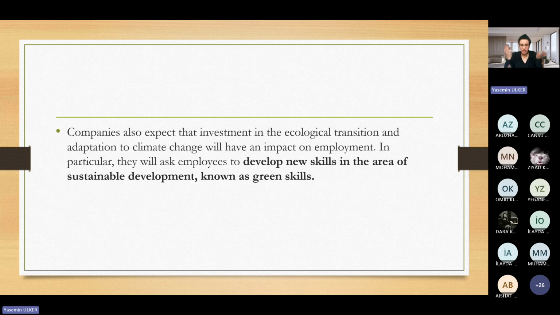Okay, but you're going to say now, and it's called green skills. You may say, why do companies want us to know this? Why? Why do companies want you to know this?